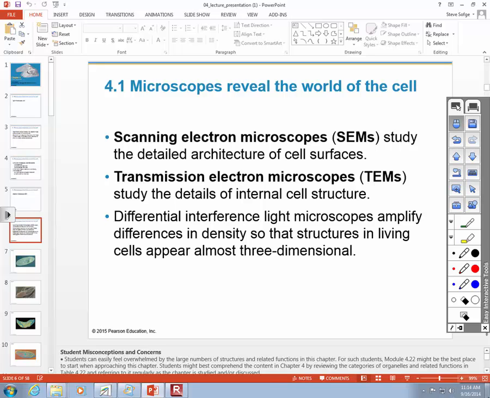Here are the two types, scanning electron microscope. All you're doing is scanning the surface of the object. That's it. You're not going all the way through the object. You're not seeing through the middle of it, you're not seeing to the interior of the object, but you get some really amazing, incredible photos of the exterior of whatever you're looking at. And we'll show you some.